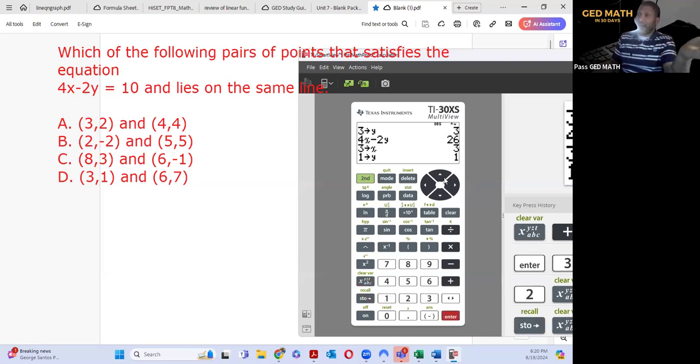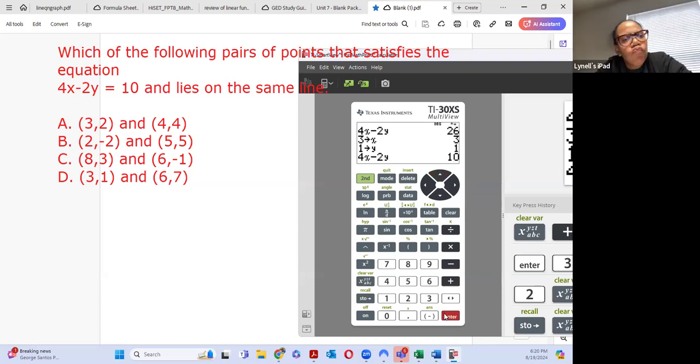Instead of me typing it in, I can now use my calculator, go back up to my equation again, press enter again. Did I get 10? Yes. Easy money, 30 seconds.